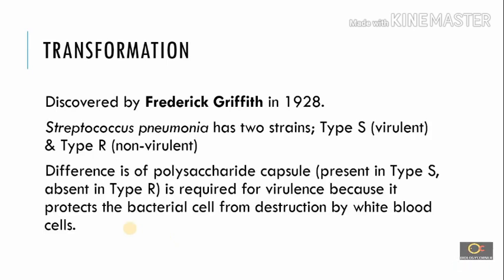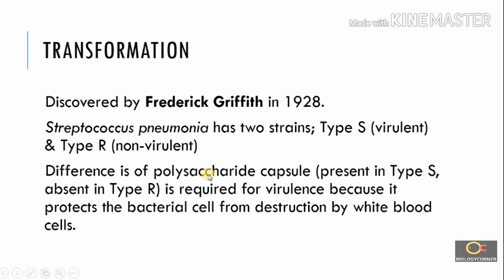Number one, transformation. The process of transformation was first discovered by Frederick Griffith in 1928, when he was working on a bacterium, Streptococcus pneumoniae, and was trying to make a vaccine for the respiratory tract infection, pneumonia. Streptococcus pneumoniae has two strains, type S and type R. Type S is a virulent, disease-causing strain. Type R is a non-pathogenic, non-virulent strain.